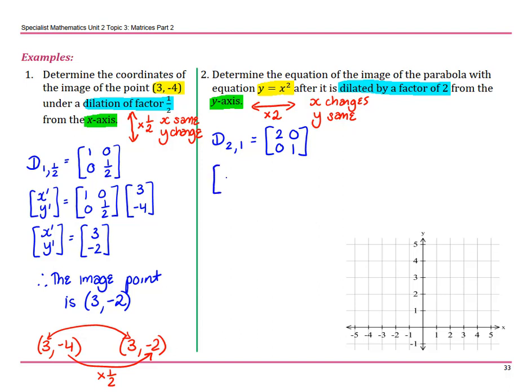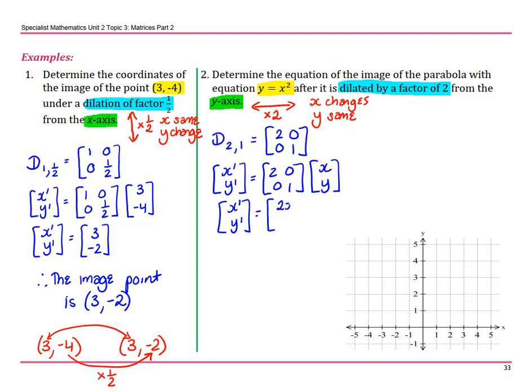So our image is going to be our dilation matrix times by our x, y. Two times x is 2x. 0 times y is 0. 0 times x is 0. 1 times y is y. So we've got our image of x is going to be 2 lots of x, and our image of y is going to be y.